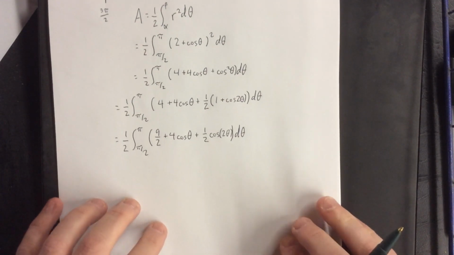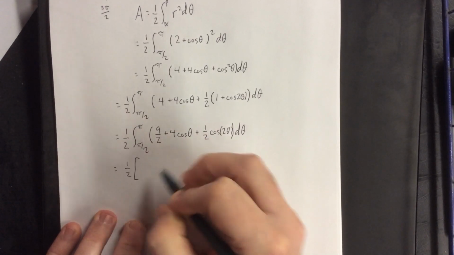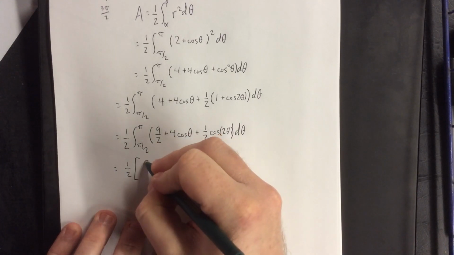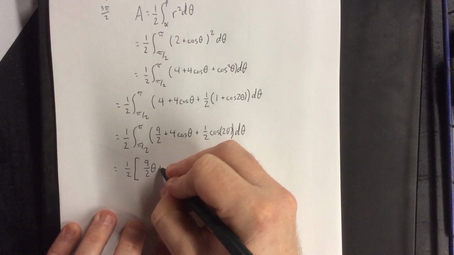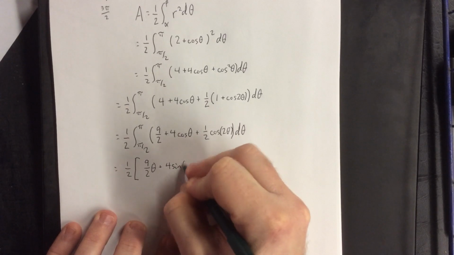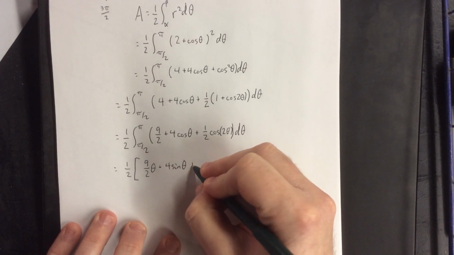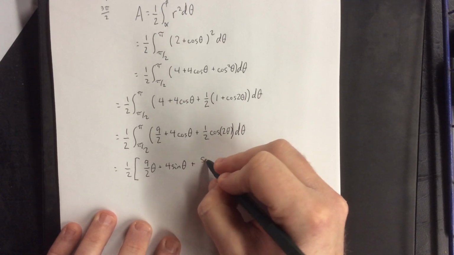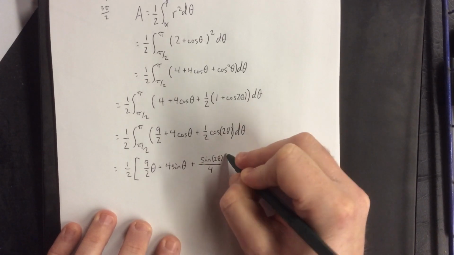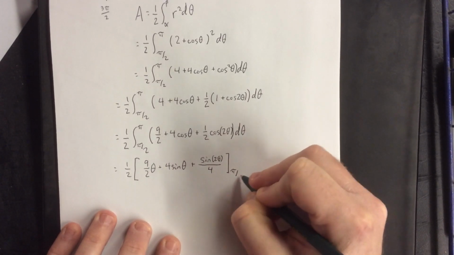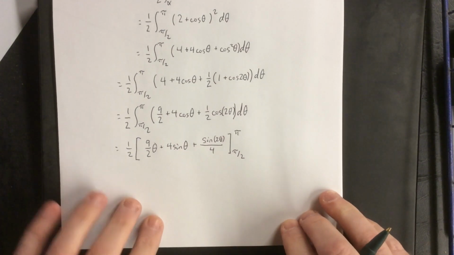In this form, everything is ready to be integrated, so let's do so. We'll still have a 1/2 out front. Integral of 9/2 with respect to theta will be 9/2 theta. Integral of 4 times the cosine of theta will be 4 times the sine of theta. And 1/2 times the cosine of 2 theta. The integral of cosine of 2 theta is sine of 2 theta over 2, but with the extra 1/2 out front, that'll actually be sine of 2 theta over 4. Once again, going from pi over 2 all the way up to pi.